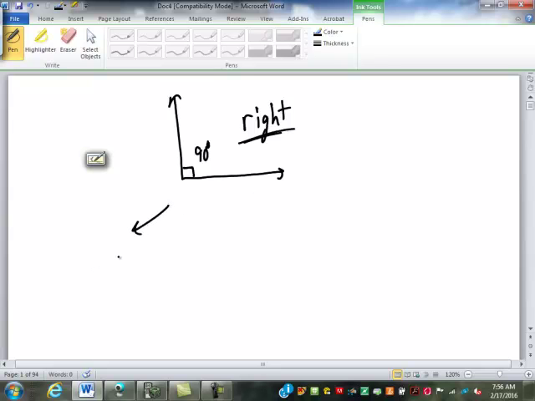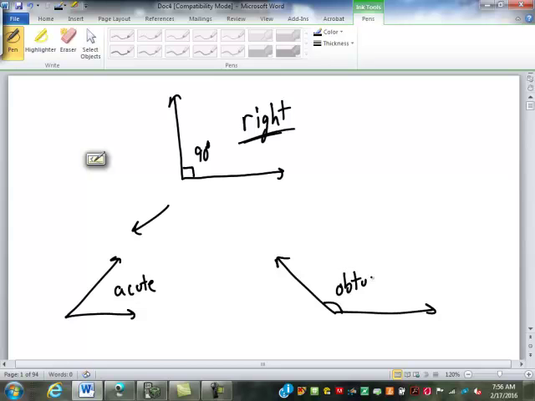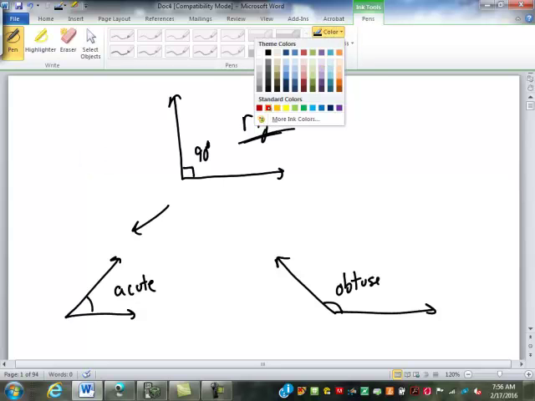So if you got something that is smaller than 90 degrees, it is called acute. How about something that is bigger than 90 degrees? Obtuse. Very good. By the way, whenever there is an angle formed, there's always an obtuse angle.